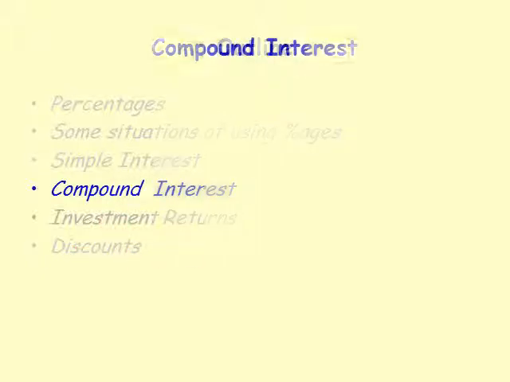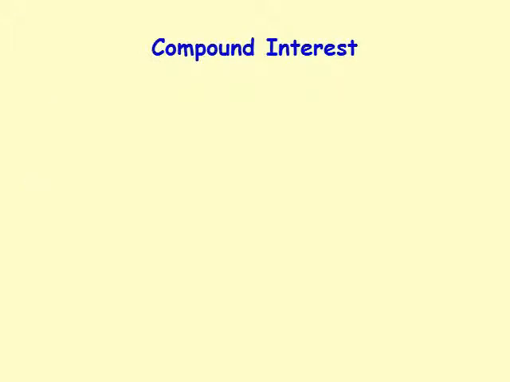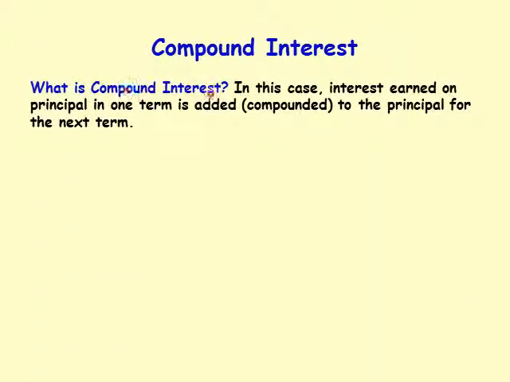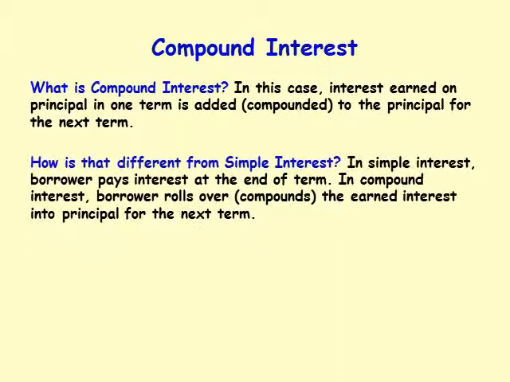Let us discuss interest. What is compound interest? In this case, interest earned on principal in one term is added, which is called compounded, to the principal for the next term. In the next term, the principal is a higher value than it was in the previous term.